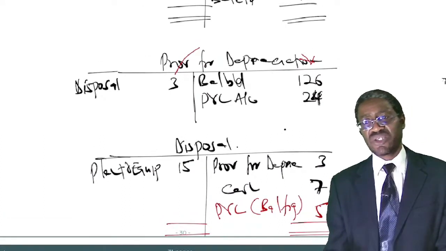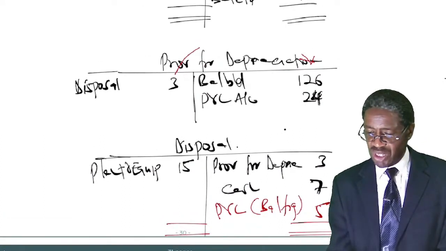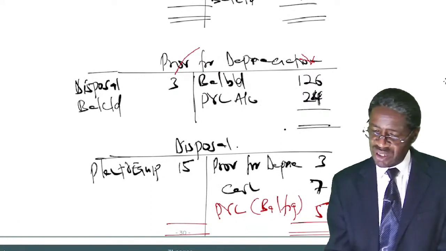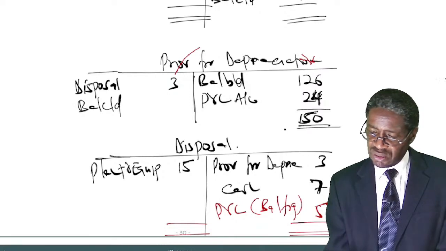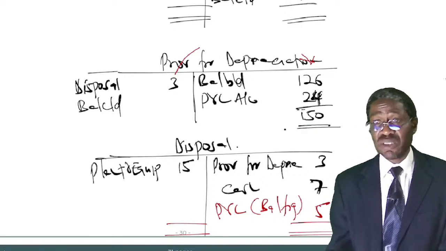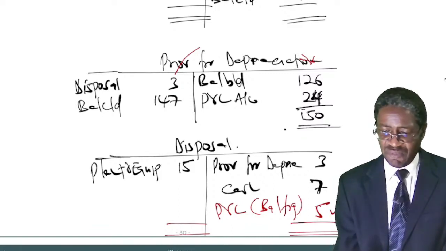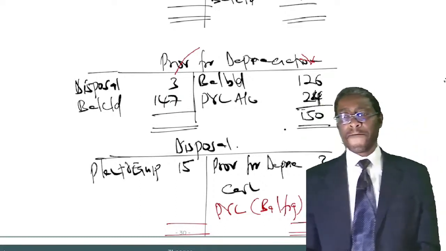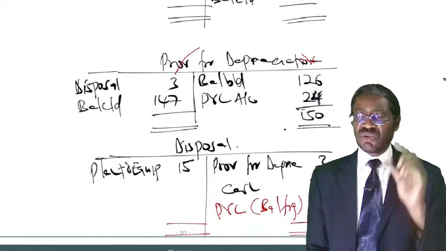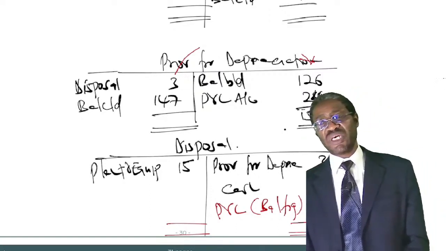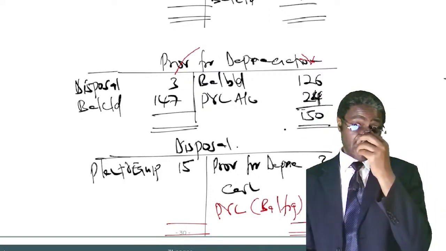Now we go to this next one, provision for depreciation. What is the accumulated balance by the end of the year? Balance carried down. This looks like 150, if I'm correct. 126 plus 21, 24, plus 24 looks like 150. If I minus 3, that leaves me with 147. Good. So we are through with note number 4 and even number 5. 4 and 5 were going together. It was about disposal.